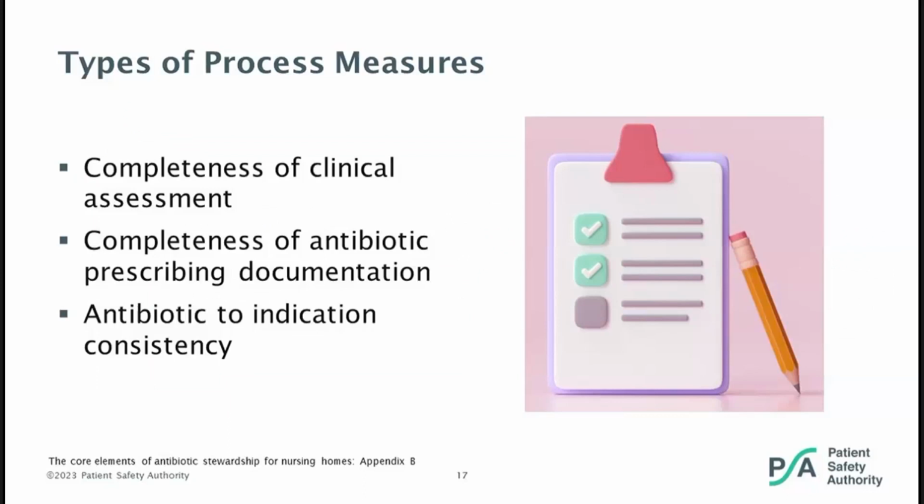Process measures focus on the actual process of our initiative, not the outcome we're hoping to achieve. This is an important step because if our interventions aren't successful, then we need to evaluate where in the process it's falling short. Some examples of process measures include completeness of clinical assessment, completeness of antibiotic prescribing documentation, and antibiotic to indication consistency.